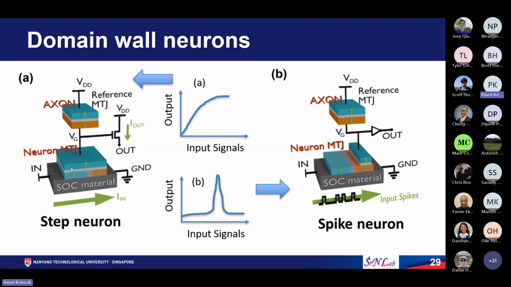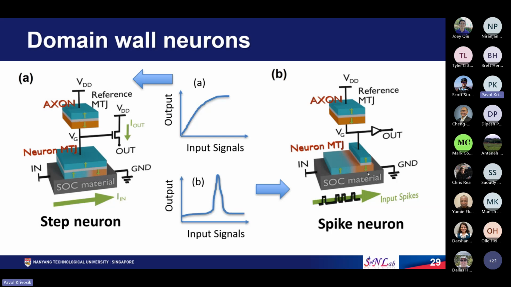So in the step neuron, you have a magnetic tunnel junction where the free layer and the reference layer occupy the same area. You have a spin Hall layer at the bottom of the free layer. So when you send a current through a material like tungsten or platinum, you can move the domain wall from left to right or right to left, depending on the current direction. So if you apply many pulses, with every pulse, you can change the resistance of this device. So it will change step by step. And that's why this neuron is called step neuron.